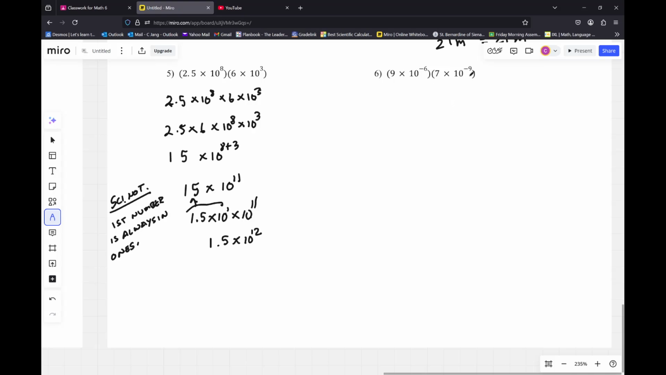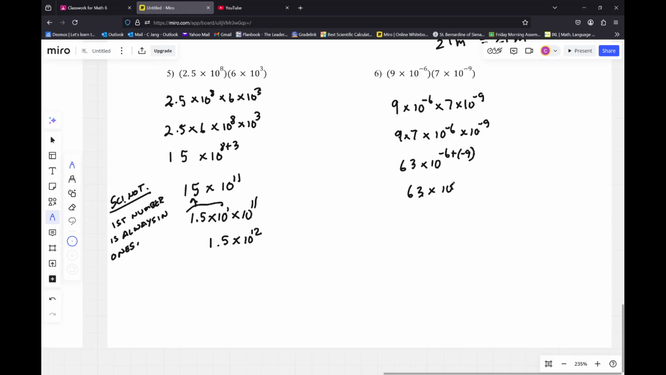All right, and lastly, we're going to do the same thing here. This is going to be 9 times 10 to the negative 6 times 7 times 10 to the negative 9, and we get 9 times 7 is 63. Oops, I don't know where that equal sign came from. Sorry about that. 63 times 10 to the negative 6 plus negative 9, right? And this is going to be 63 times 10 to the negative 15.